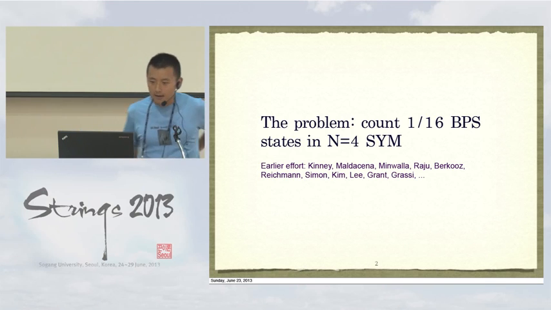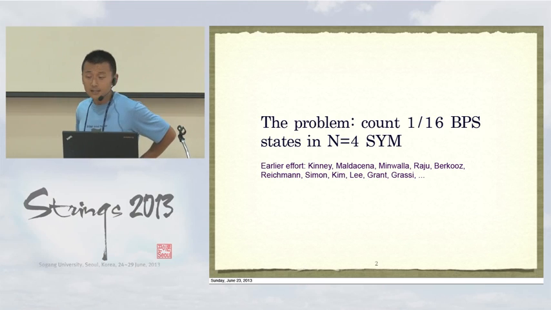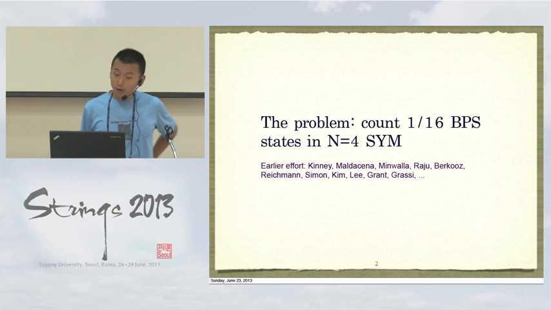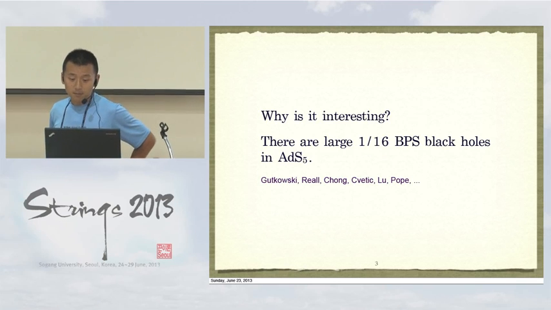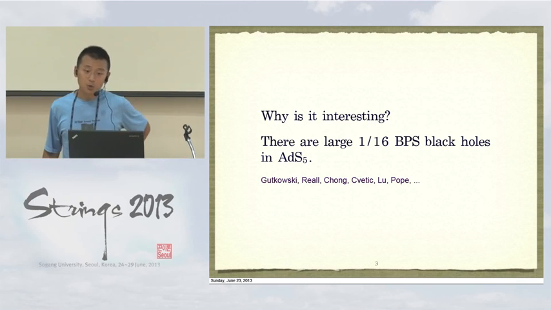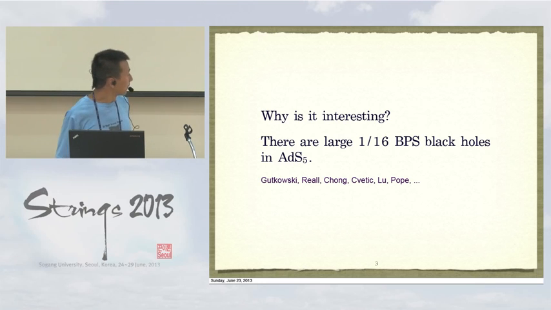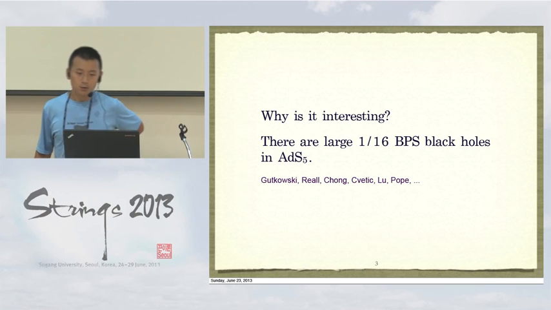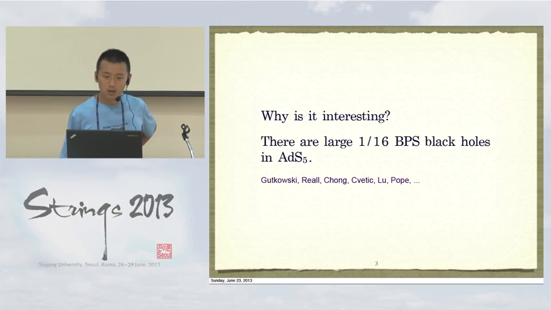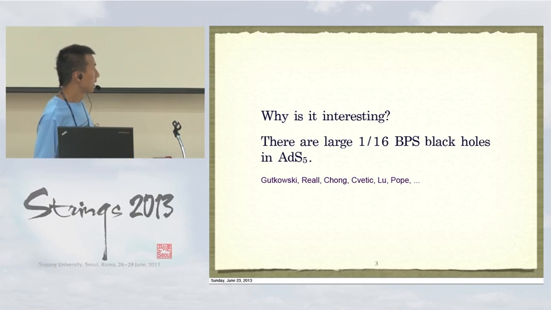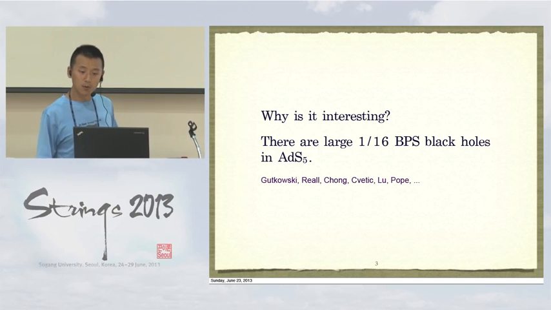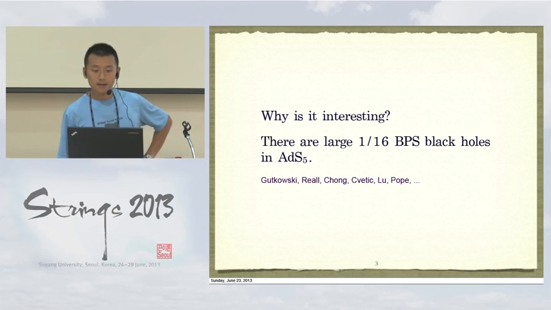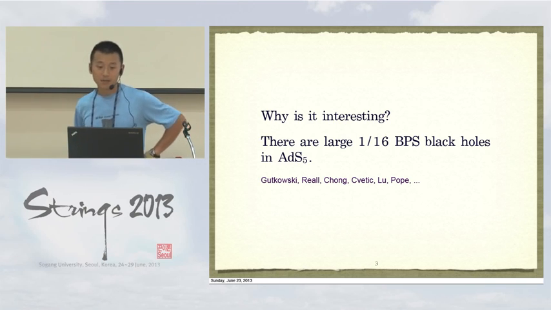Why is counting 1/16 BPS states in N=4 super Yang-Mills an interesting problem? That's because there are large 1/16 BPS black holes in AdS5 supergravity, as we know. I apologize here for missing 2 names, Kunduri and Lucietti, who, along with Real, had found the most general known 4-parameter family of 1/16 BPS black holes in essentially AdS5 times S5.